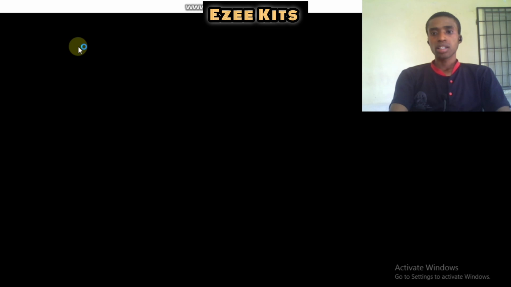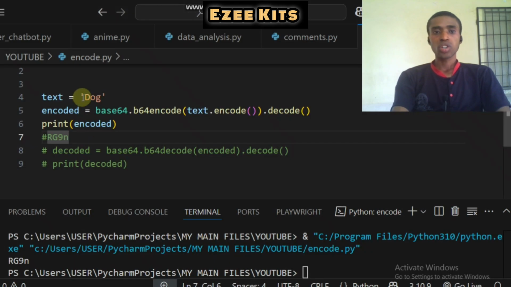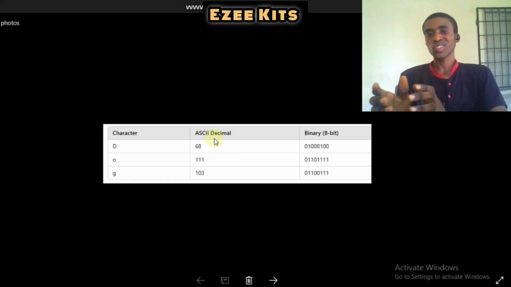Okay, let this image load up. What happened here was this. The text that we entered was DOG, dog. For each of the characters that we enter, the first step that was taken was to convert it to what is called ANSI decimal. What is ANSI decimal?